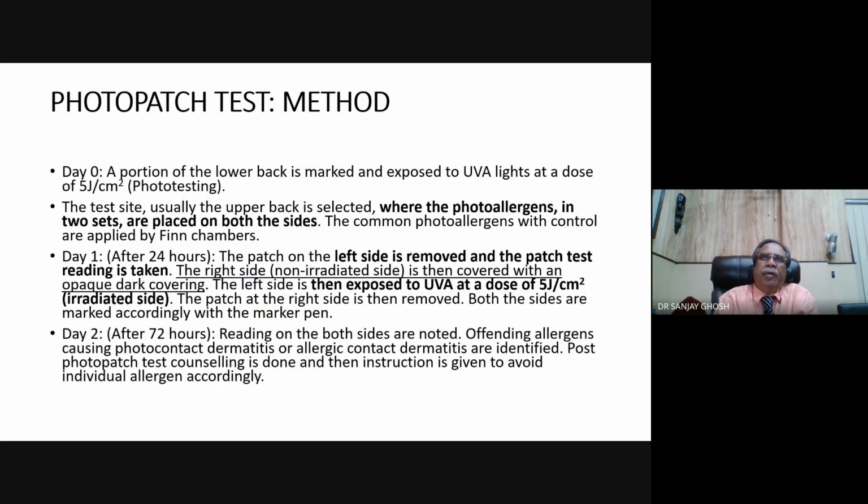Now, how should we do photopatch? Again, you have to see the test, how it is done. Two sets. In an allergic patch test, you do one set. Here you have to do two sets side by side. After one day, you remove one side and see the reading, and then you irradiate with UVA, 5 joules per square centimeter. Then again you cover it, and after one day, 72 hours, again you see the reading. You see the difference. Then you can tell which substance is causing photopositivity or not.